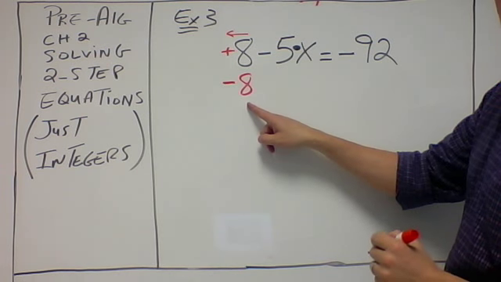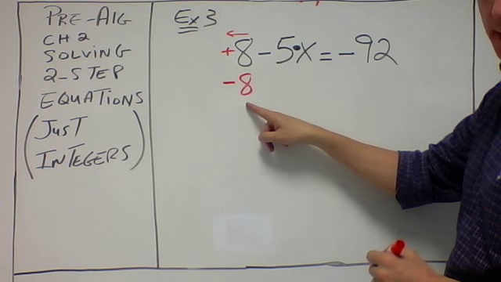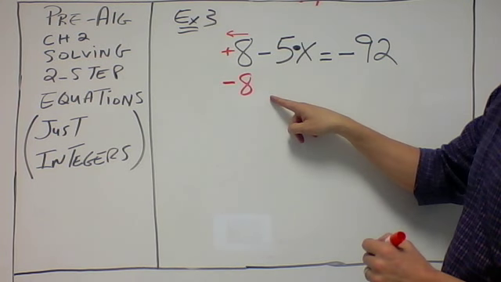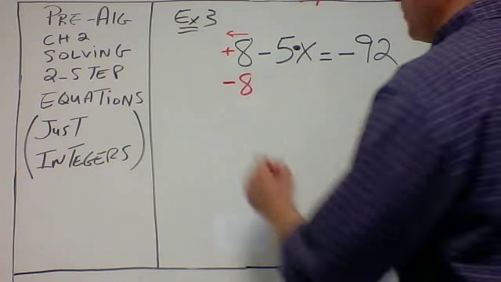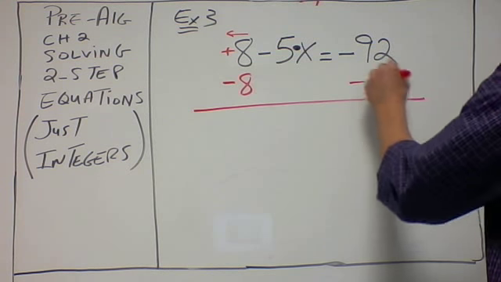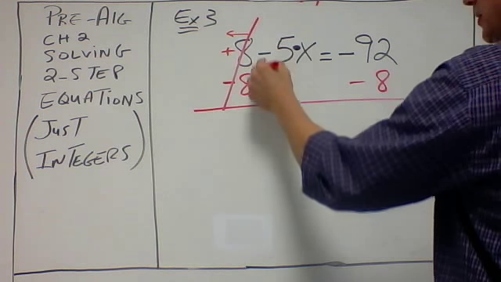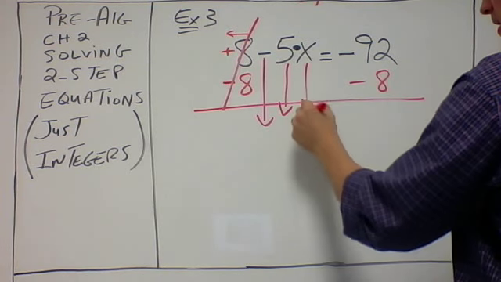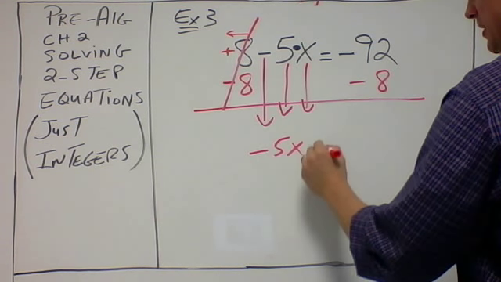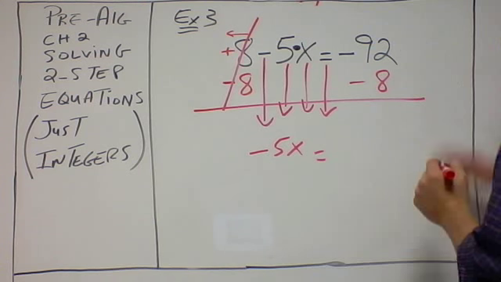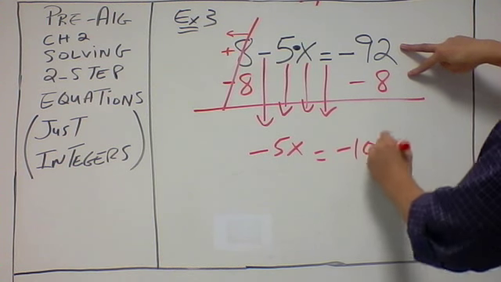Always the opposite sign for my adding and subtracting step. Same sign for my multiplication or division step. So subtract 8, subtract 8. That's gone. Bring down this, bring down this, bring down this. Negative 5x, bring down this. Equals these two together make negative 100.